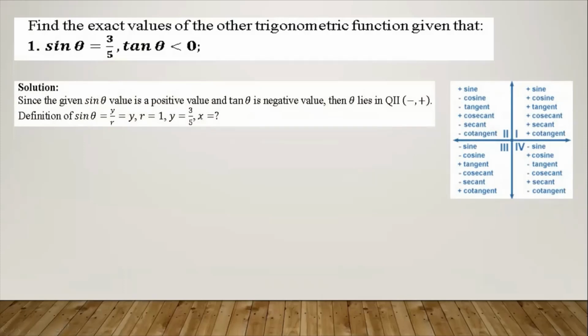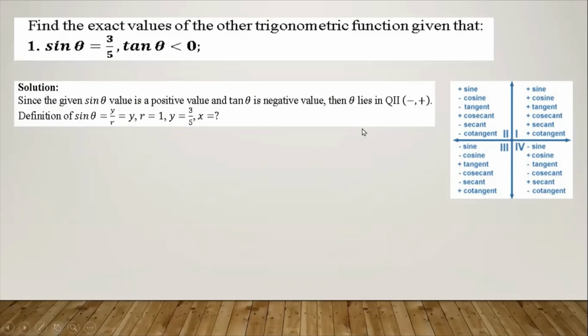Since the given sine theta value is positive and tangent theta is negative, then theta lies in quadrant 2, which has a negative and positive for its coordinates. Negative for x and positive for y. Look at the right side. We have sine, which is positive, and we have tangent, which is negative, and no other quadrant will satisfy the condition whose value of sine is positive and value of tangent theta is negative. That's only in quadrant 2.